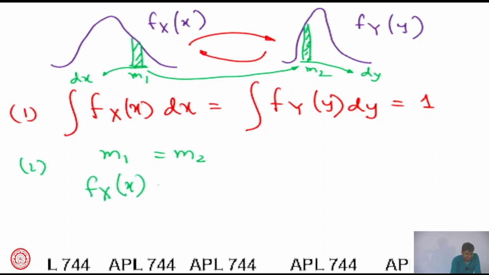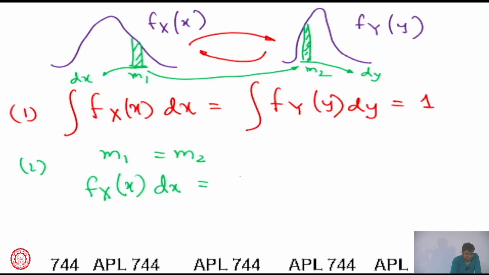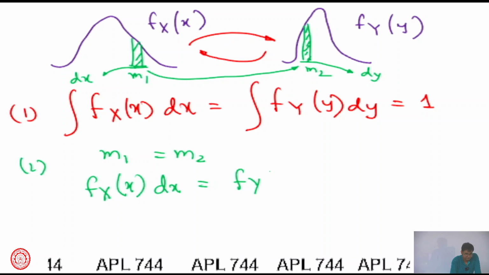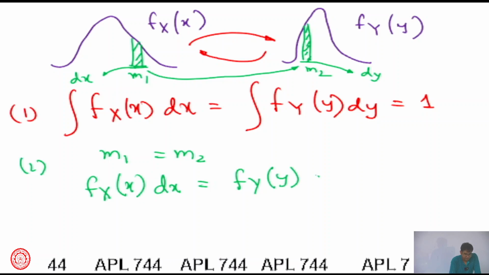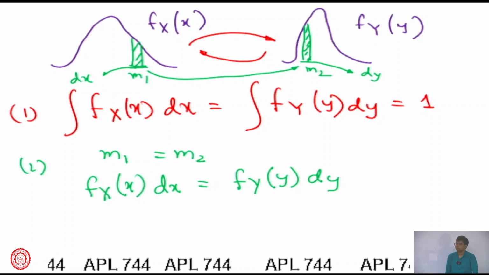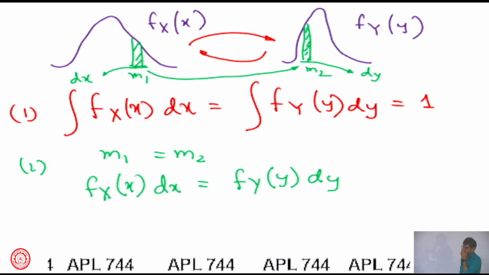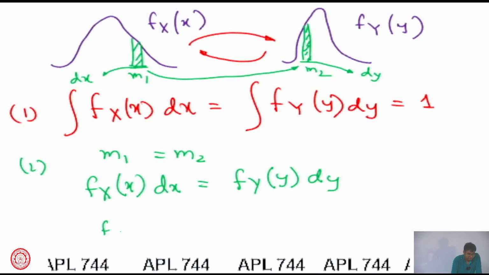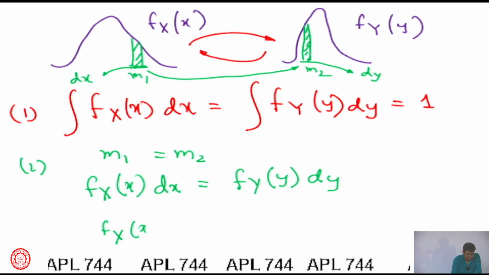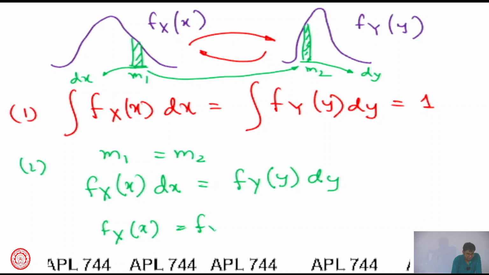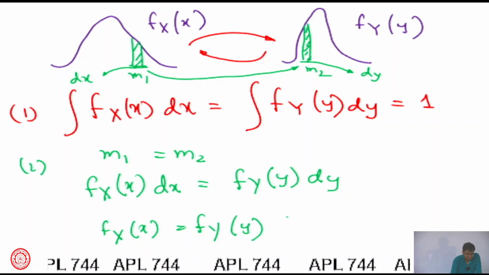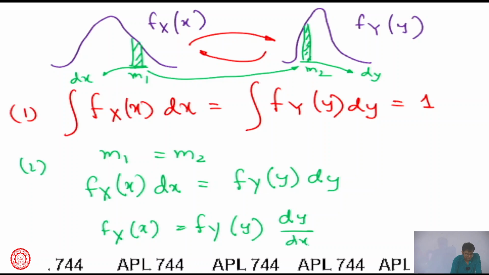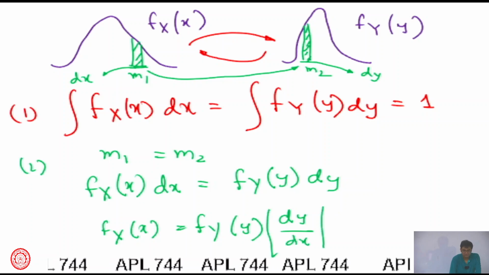So, this will result in fxx dx is equal to fyy dy. Okay. Understood? And now, we can write that fxx is equal to fyy dy by dx, and I will put an absolute sign here.